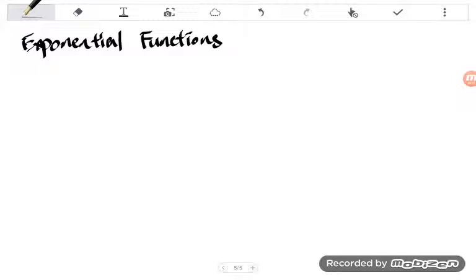Welcome to this video. In this video, I'll be going over exponential functions. So I'm going to start by introducing the form. How do I know if the equation or the function that we have is an exponential function?